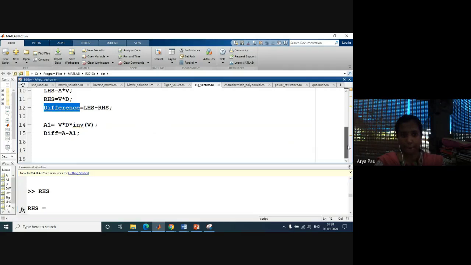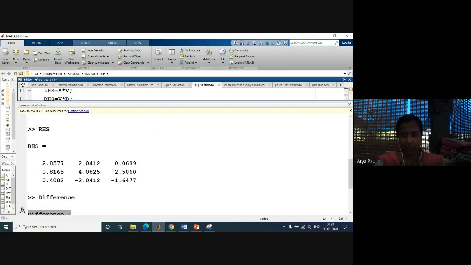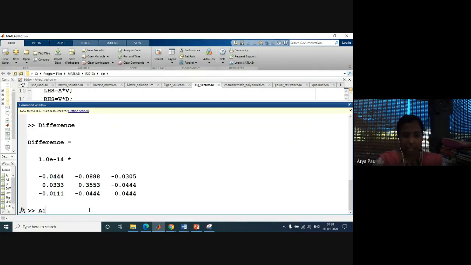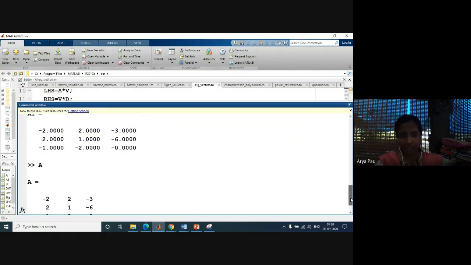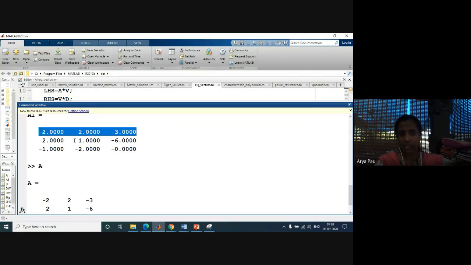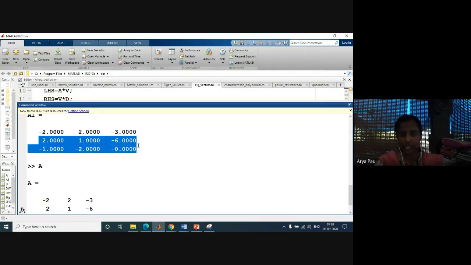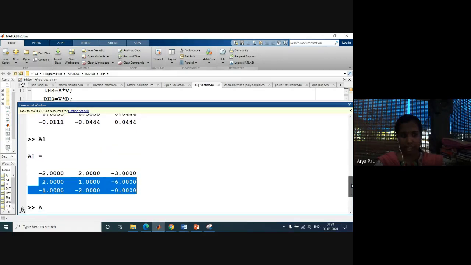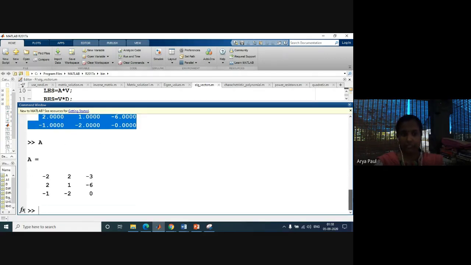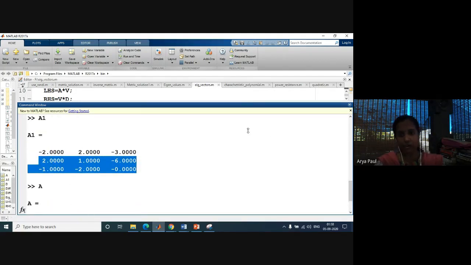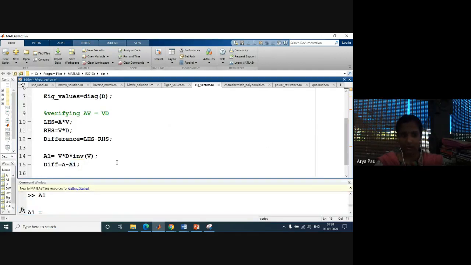Now you can find this V into D into V inverse, that is A1. You can check whether A1 is equal to A. Type A1 and type A. See, both are the same. Minus 2, 2, minus 3, then 2, 1, minus 6, the same. A and A1 are both the same. But the difference will not be exactly 0, only very close to 0. That is the condition.